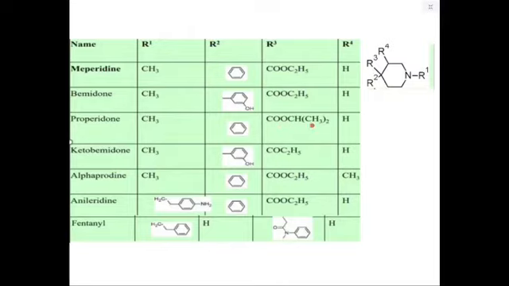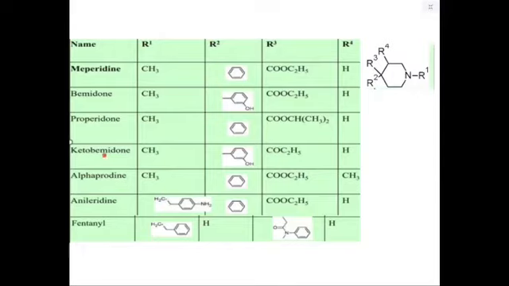So this is a branched one. There is branching here. So in properidine, it is just the branching which is making a difference. The group that is there is branched, and that is the only difference. And then you have the ketobemidone. So here again, ketobemidone, a slight difference.